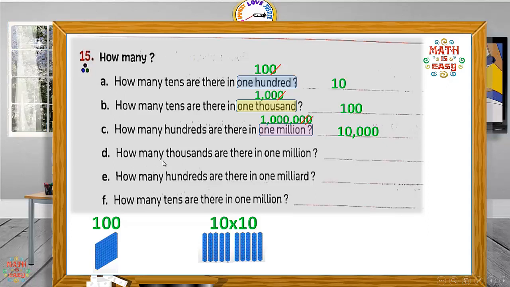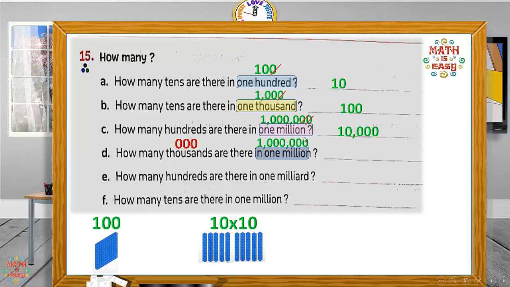Next one, how many thousands are there in 1 million? Thousands meaning 3 zeros. 1 million meaning 6 zeros. If you write it in standard form, cross 3 zeros, now you have 1,000 only. That means there are 1,000 thousands in 1 million.